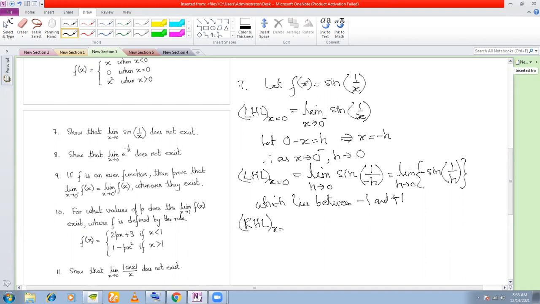Similarly, right hand limit at x is equal to 0. What can you say? Limit x tends to 0 plus f(x). Limit x tends to 0 plus sine 1 by x.